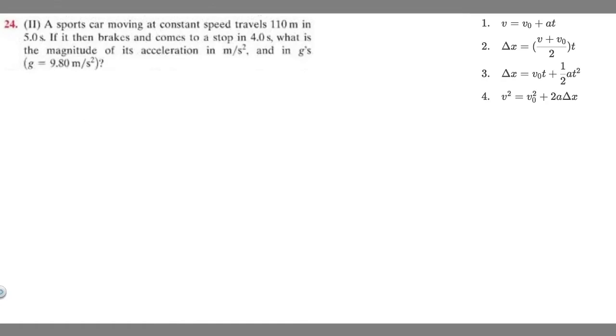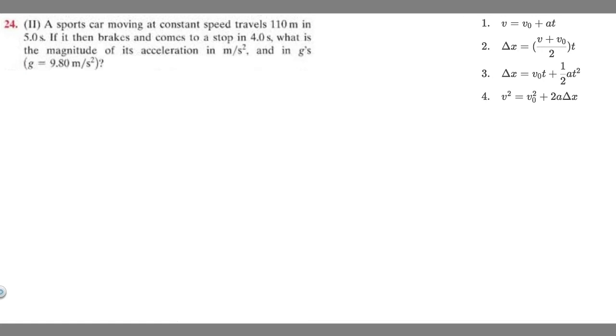In this problem, we're told a sports car moving at constant speed travels 110 meters in 5 seconds. If it then brakes and comes to a stop in 4 seconds, what is the magnitude of its acceleration in meters per second squared and in g's? And we're told that g is equal to 9.8 meters per second squared.